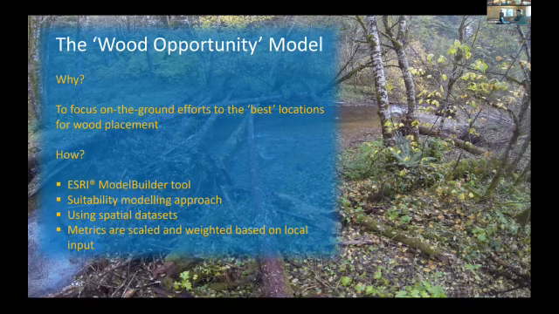So how we did this, we used the Esri Model Builder tool. Just used a suitability modeling approach that uses spatial data sets, scales the metrics, and uses a weighted approach. They're scaled and weighted based on local input, and then it basically adds through all the layers to give you a score. So next slide.